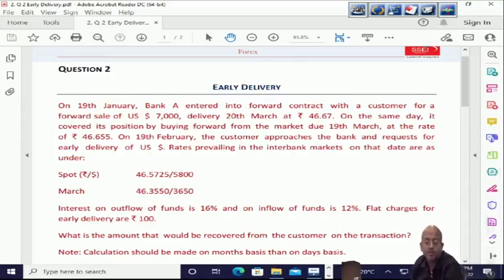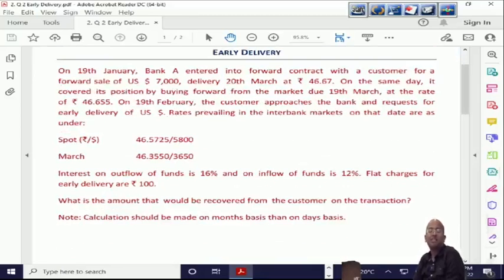On 19th Feb, so the contract was for the end of March, but this is 19th Feb. That means 1 month prior to maturity. On 19th Feb, the customer approaches the bank and requests for early delivery of dollars. Rates prevailing in the interbank markets on that day are as under. Spot rate is given and the forward rate for March is given. Interest on outflow 16%, interest on inflow 12%. Flat charges for early delivery 100 as per FEDAI.